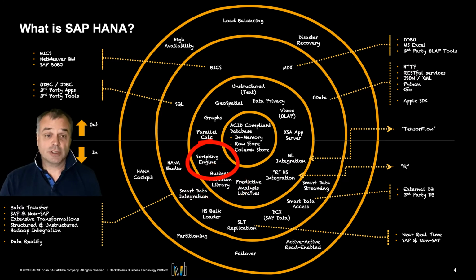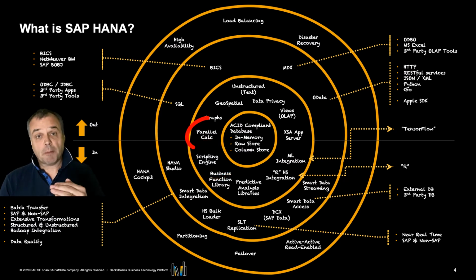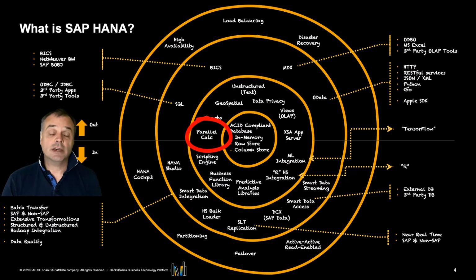Here, if the function does not exist, you can script it utilizing the scripting engine. The parallel calculation engine is basically the optimizer. It will chop a long-running query into smaller ones that run faster, and runs them in parallel mode. So that's very efficient when it comes to performance.